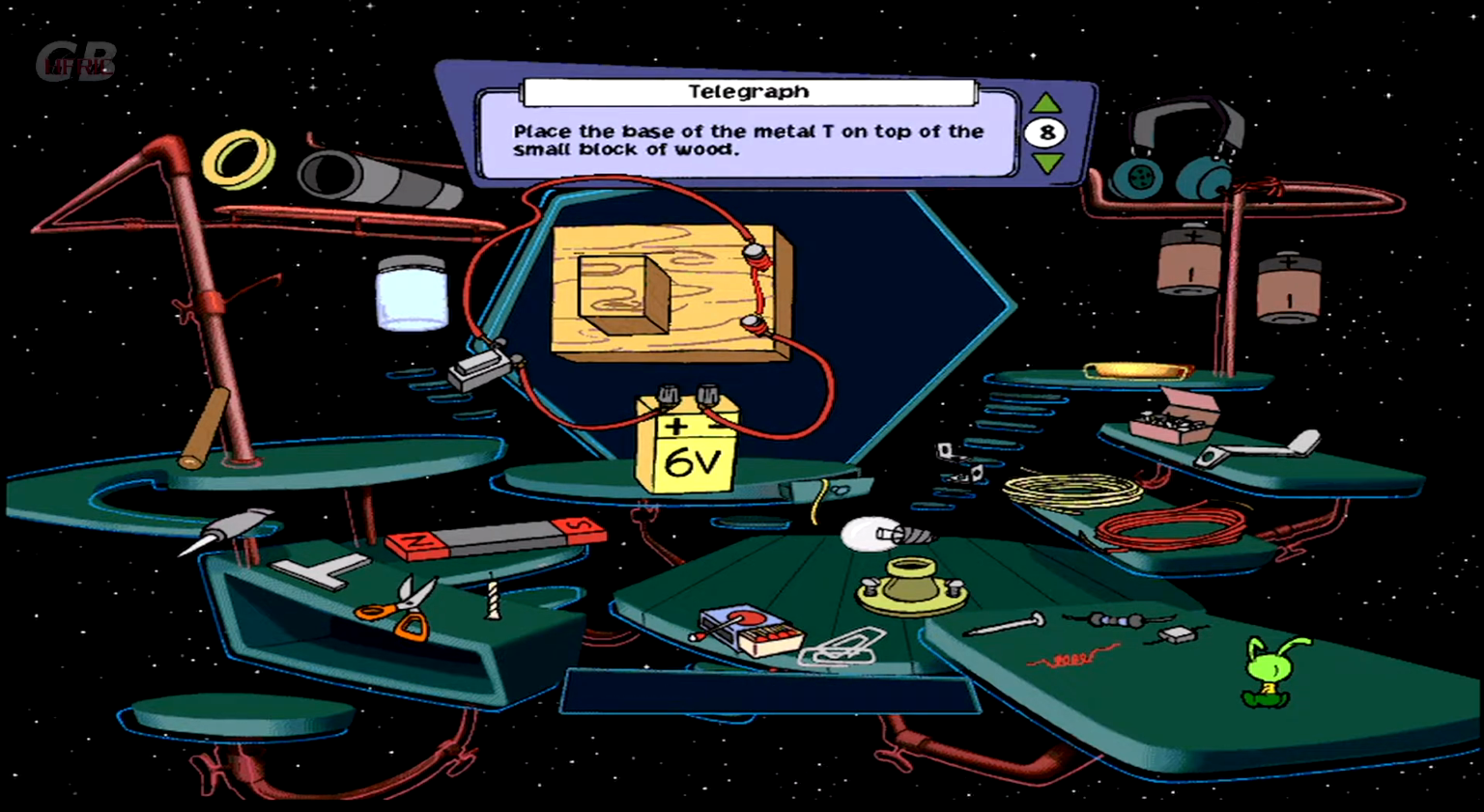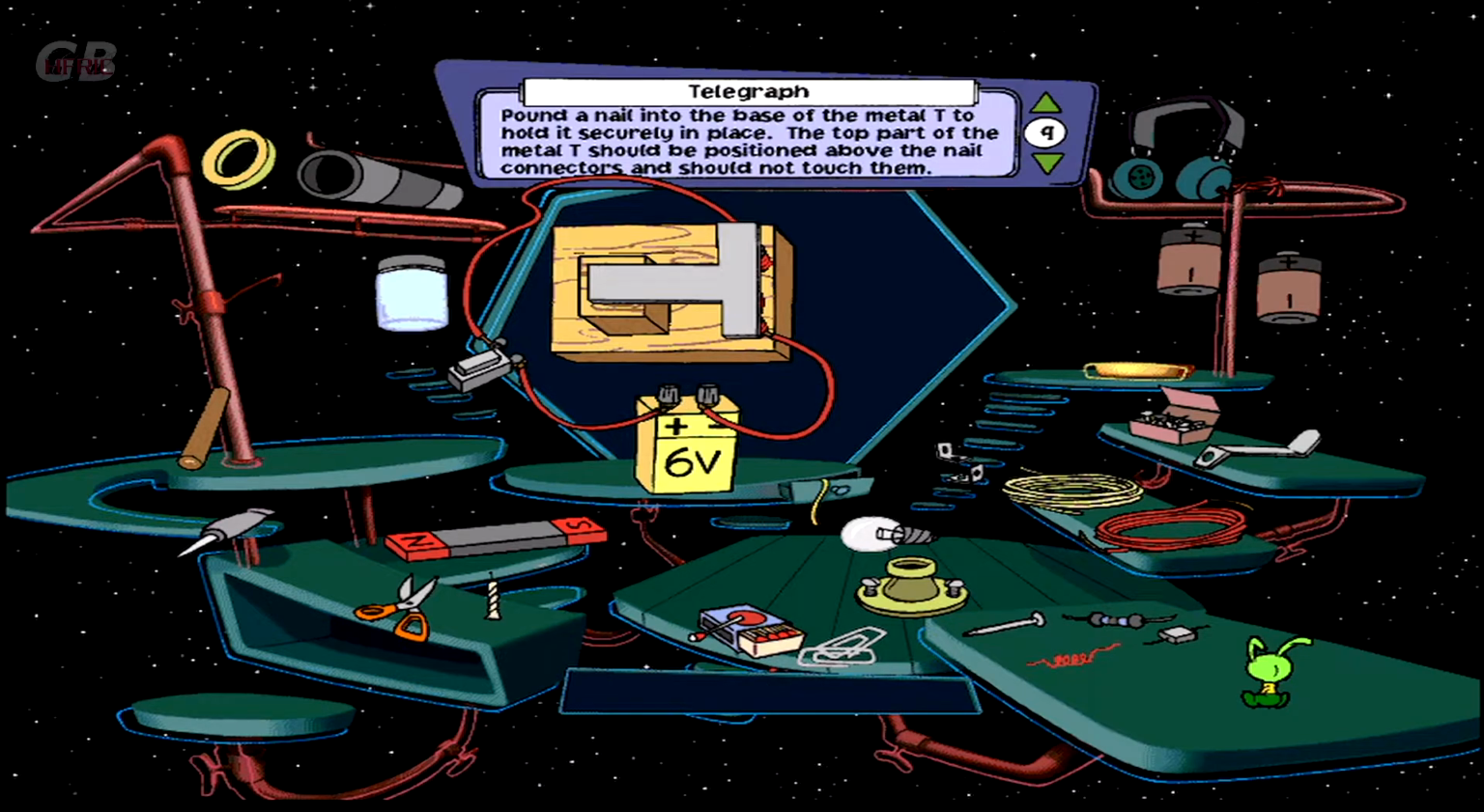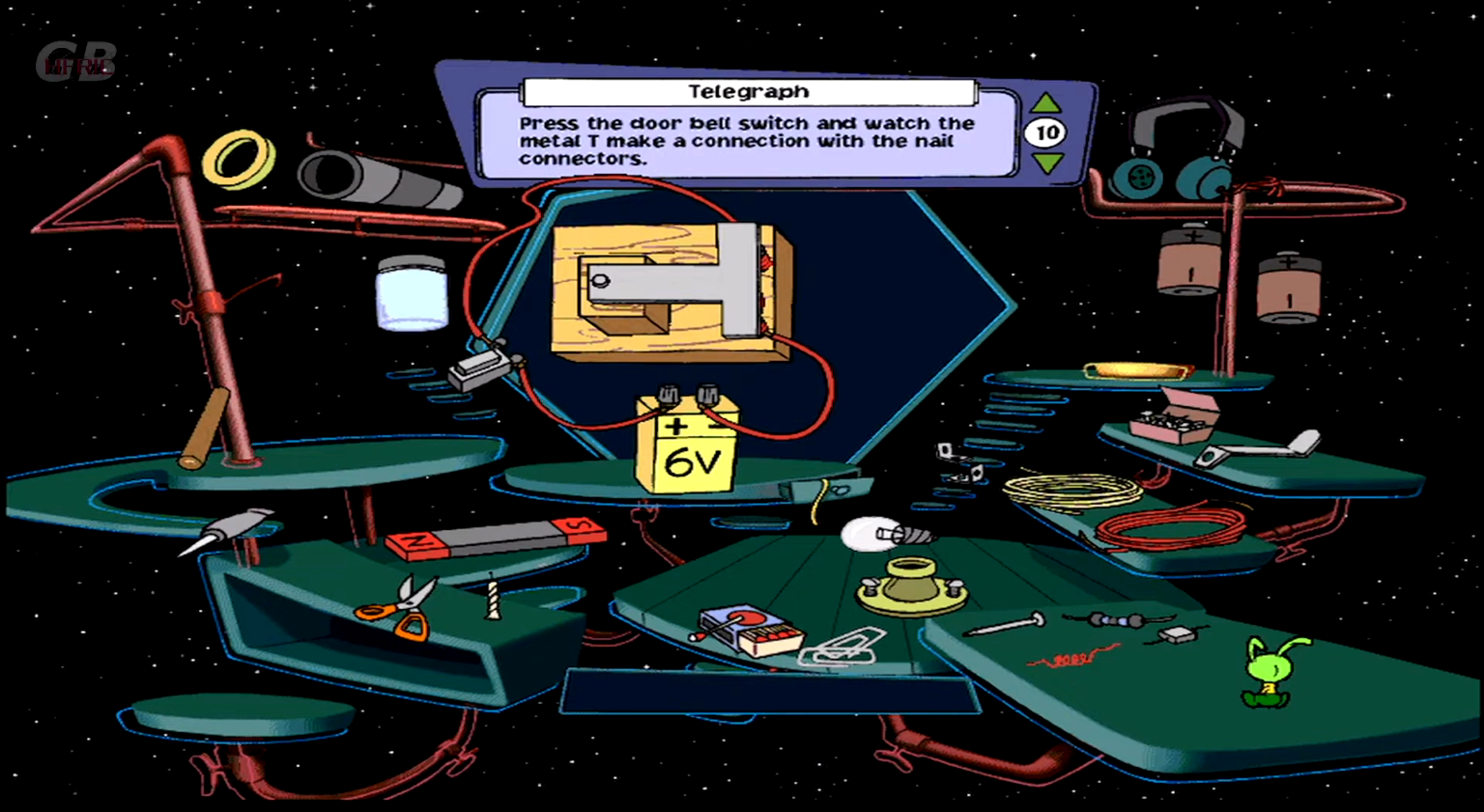Place the base of the metal T on top of the small block of wood. Pound a nail into the base of the metal T to hold it securely in place. The top part of the metal T should be positioned above the nail connectors and should not touch them. Press the doorbell switch and watch the metal T make a connection with the nail connectors.